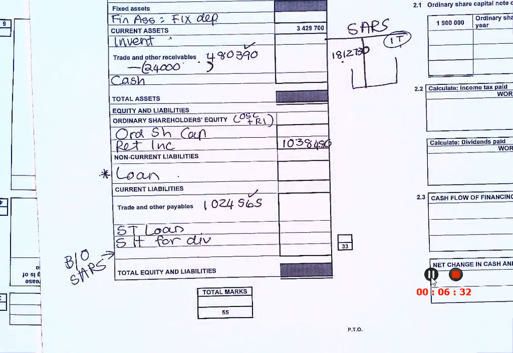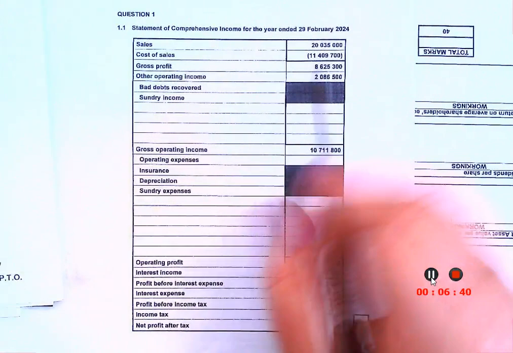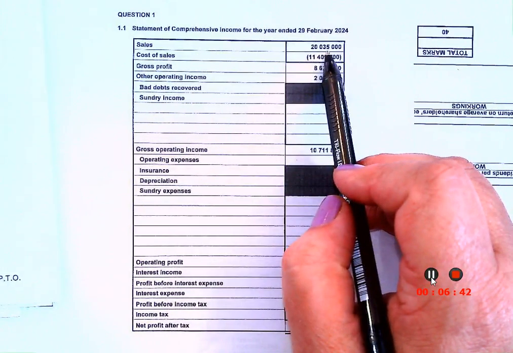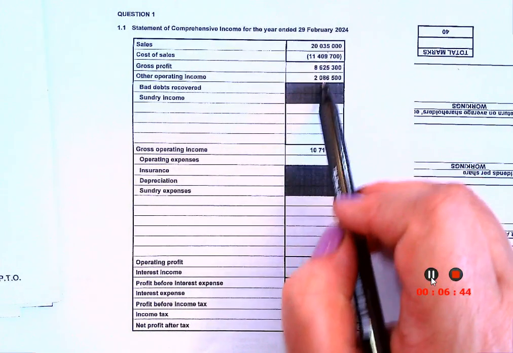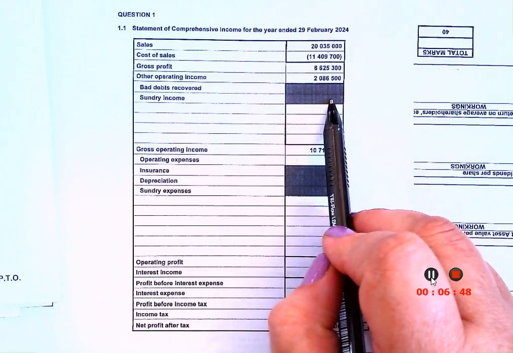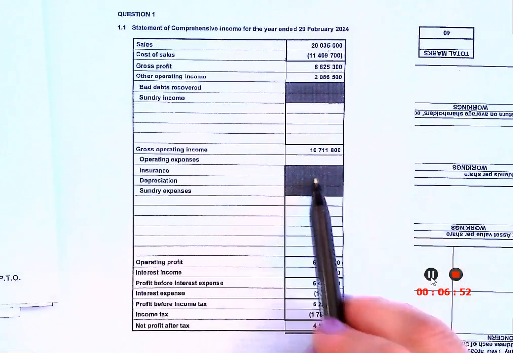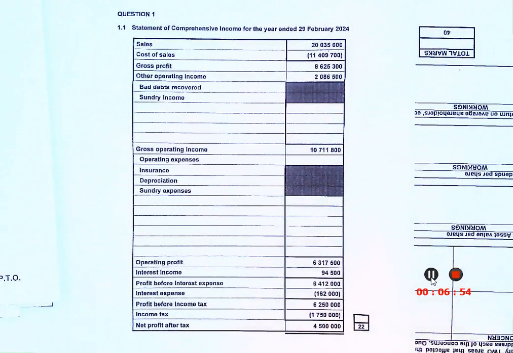Now, let's go look at the income statement. What am I going to do with the income statement? Now, if I look at the income statement, they already put in sales, I assume less debtors allowance, cost of sales. Now, can you see when they black something like that? Please don't go and fill it in, because that blackout means they're not going to mark it.